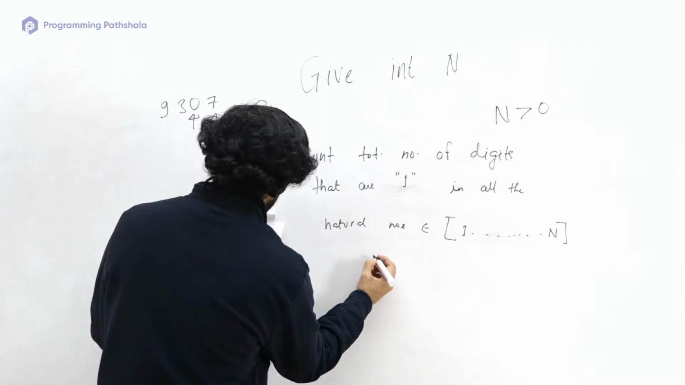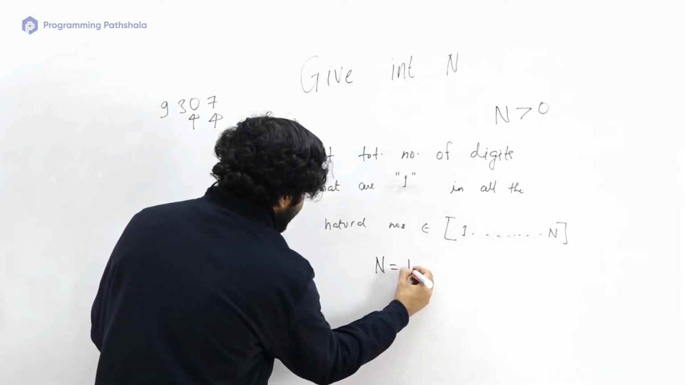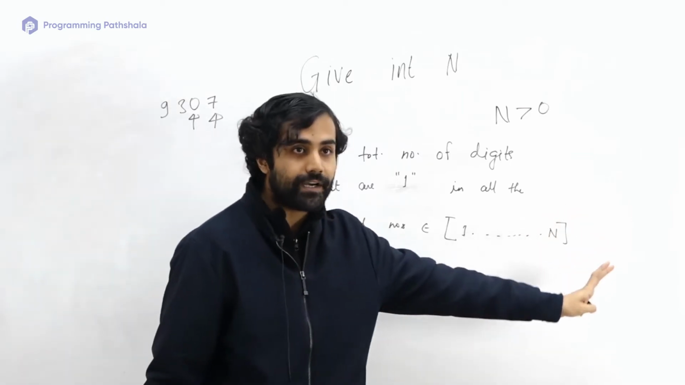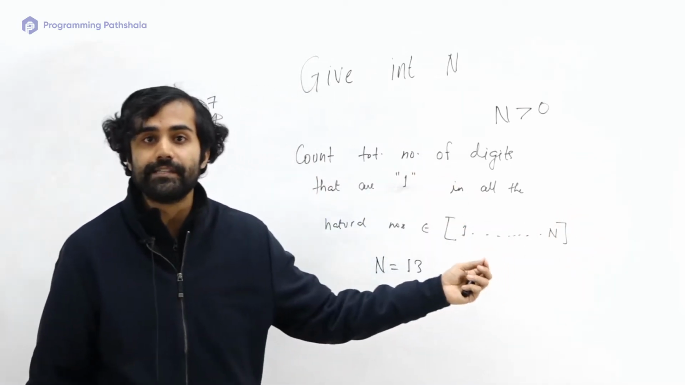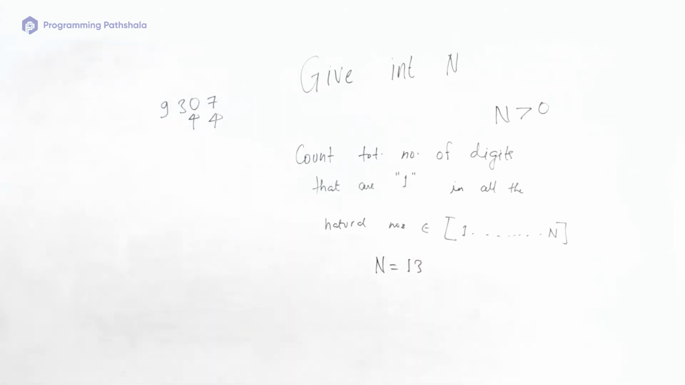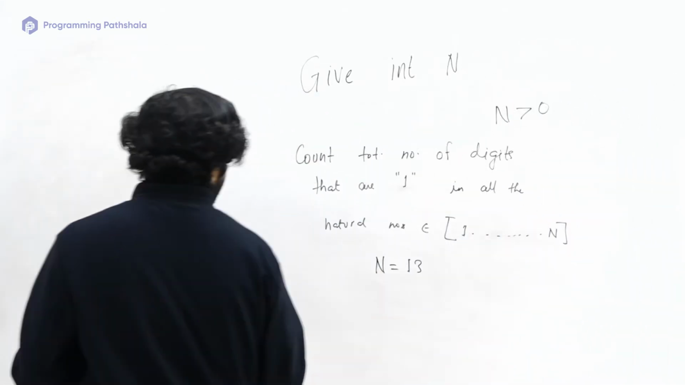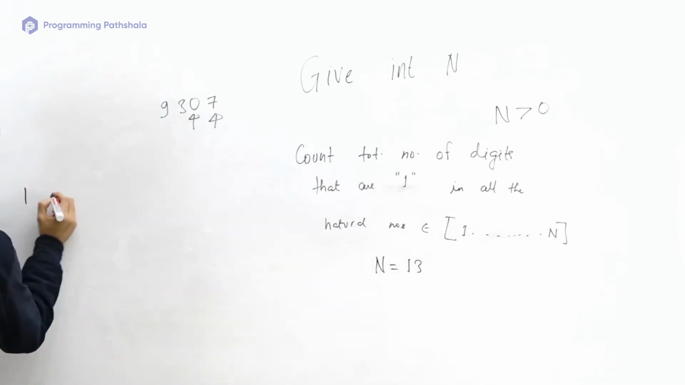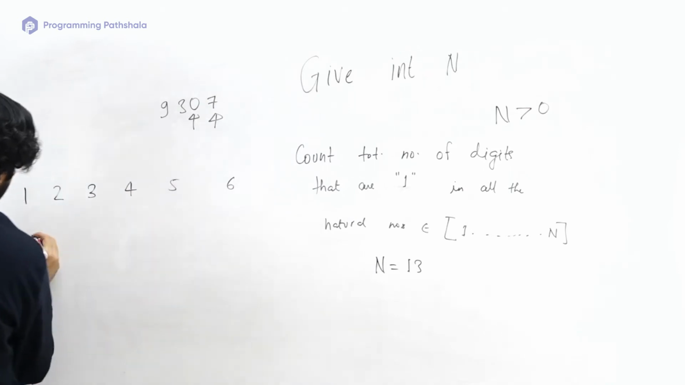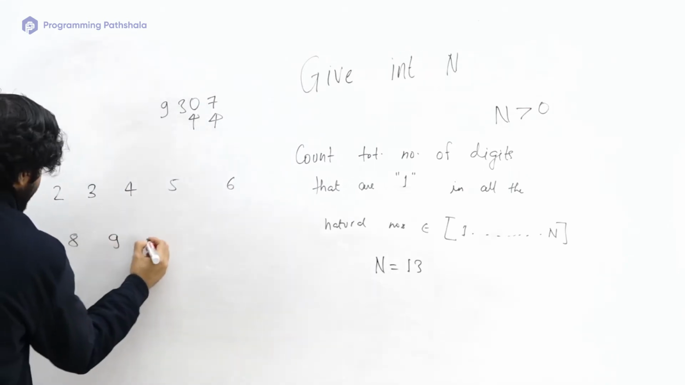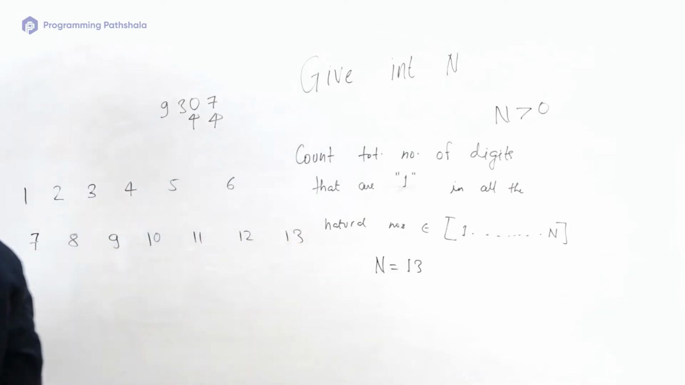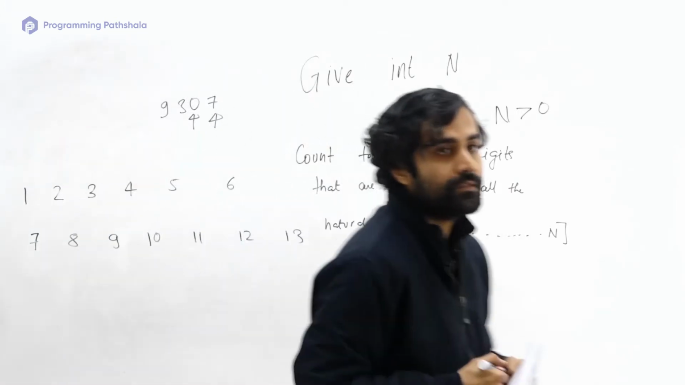So you can take a dummy input. Let's say you have n equals 13. Then it means that you have to consider all the natural numbers from 1 to 13, and then count how many digits have value 1 in them. The natural numbers from 1 to 13 would be 1, 2, 3, 4, 5, 6, 7, 8, 9, 10, 11, 12 and 13, right? These are my natural numbers from 1 to 13.